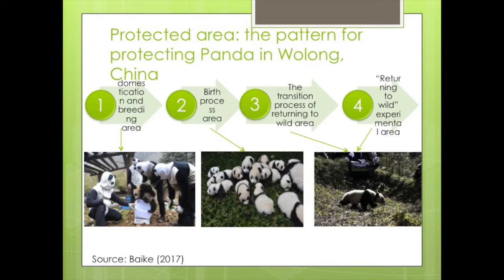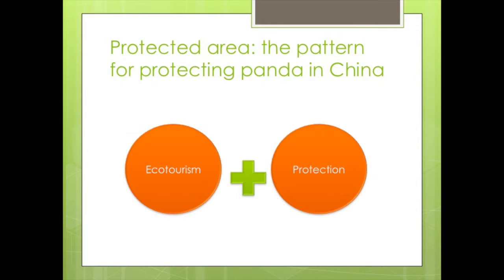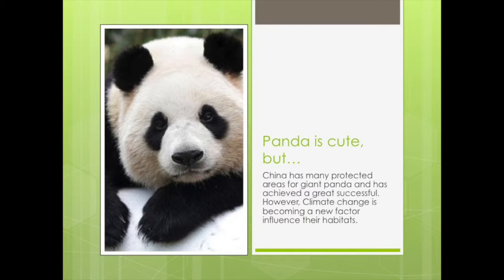These 4 steps have been separately established into 4 areas so that tourists can actually see how these 4 steps work. The pattern for the Wolong giant panda protected area is to amalgamate ecotourism with protection. Yes, pandas are cute, but climate change is becoming a new factor influencing their habitats.